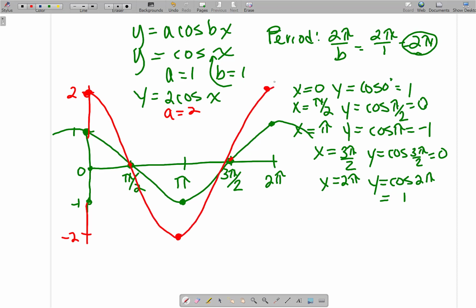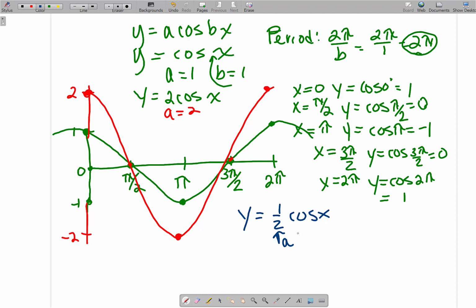And do you see how the amplitude is stretching it higher? That's a. What happens if a equals 1/2? Y equals 1/2 cosine x. What would that look like? It's the same exact graph as what we have here, because remember, b has not changed in any of these. B is 1, so our period is 0 to 2 pi regardless. The only thing we're changing is the a, and the a is the amplitude.